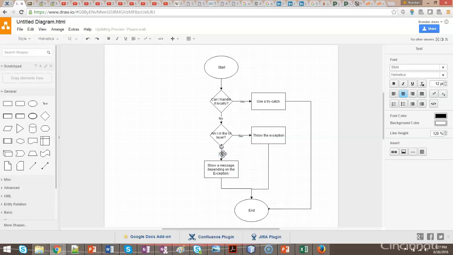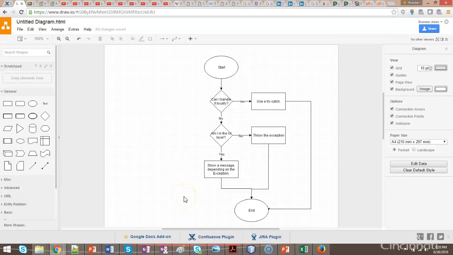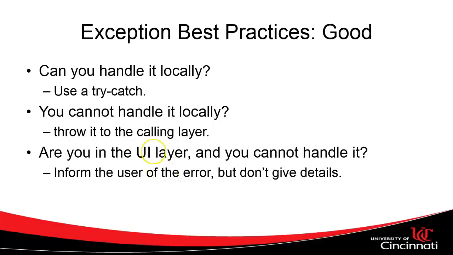If I'm in the UI layer, then what I want to do is show a message to the user depending on the exception. We don't want to give the user too many details, but we might want to say, sorry, I cannot access your data right now. Please try again later. Or something to that effect that just lets the user know that the software cannot operate fully at the moment. So, can you handle it locally?